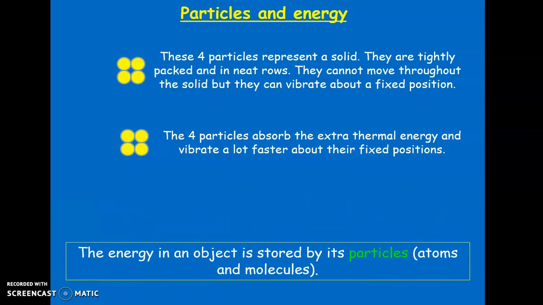The energy in an object is stored by its particles. So this topic we're looking at something called internal energy. The word internal means inside. So we're not looking at the object itself, we're thinking about the particles, the atoms and the molecules that make up the object, and we'll be looking at the energy stored in those particles. So we're looking now at a molecular level, atomic level, particle level.